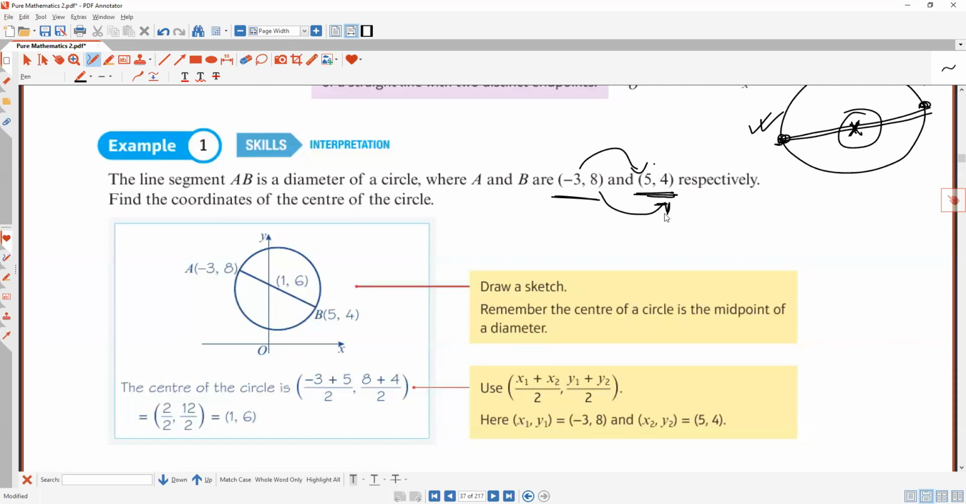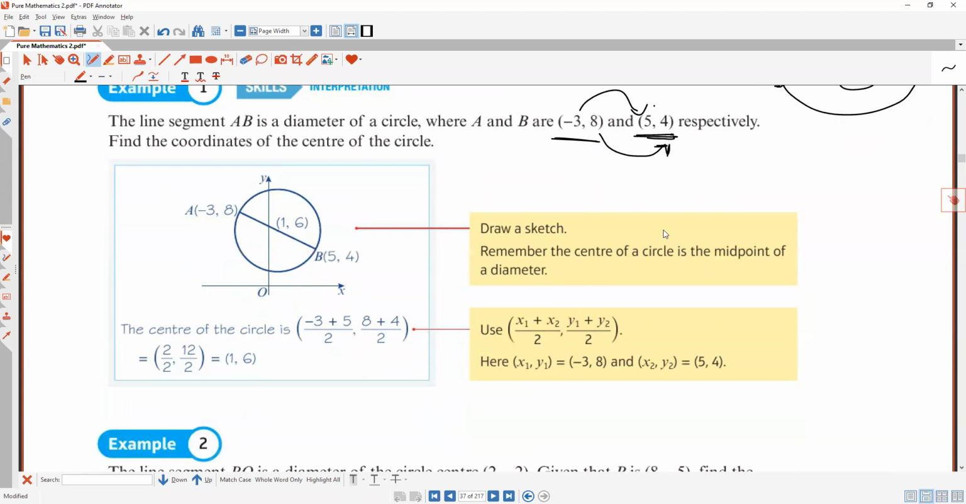Understood? Everyone? (-3 + 5) divided by 2, (8 + 4) divided by 2. Understood, everyone? Hello? Yeah. Fine then.